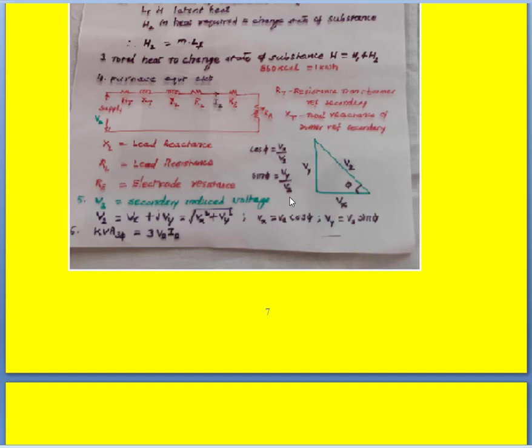Vy divided by V2. Suppose we want to know the kVA rating of the transformer for 3 phases, then we say kVA 3 phase is equal to 3 into V2 and I2, means this is nothing but this voltage and this current multiplied by 3.